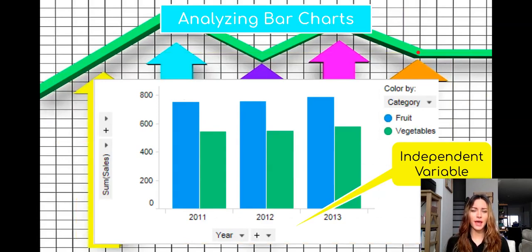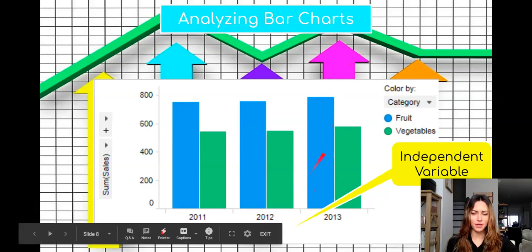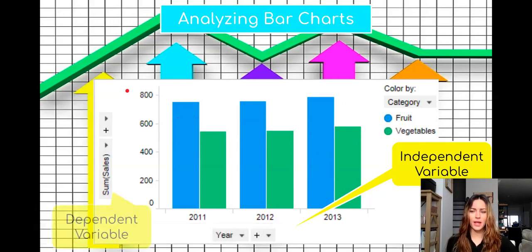Finally, let's look at a bar chart. In a bar chart, just like we saw in our graph, we have two axes. Down at the bottom, just like on our graph, we have our independent variable. In this case, you will see just the same: my independent variable is year. On our y-axis, we have our dependent variable. In this case, it also happens to be sales.